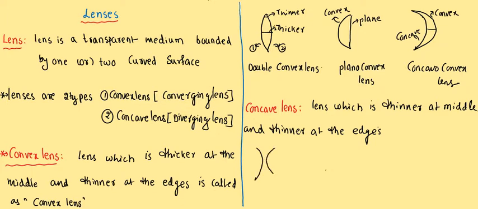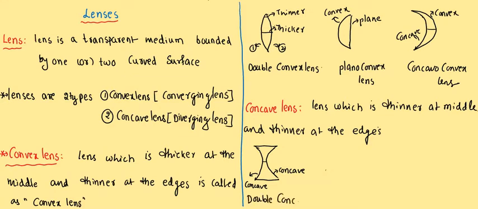This is the first concave lens. It has two concave surfaces. Look here, it has two concave surfaces. This is the first concave surface and this is the second concave surface. Its name is double concave lens. It is thin at the middle and thick at the edges. Now it is said to be a double concave lens.